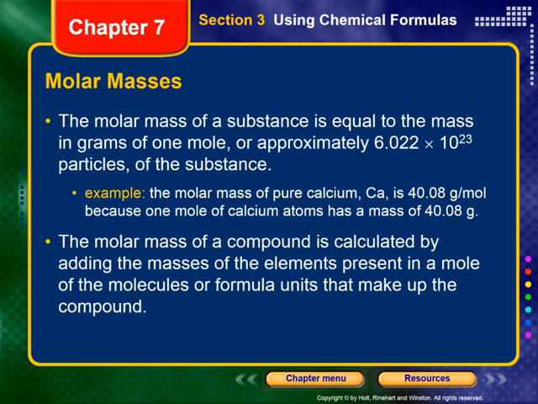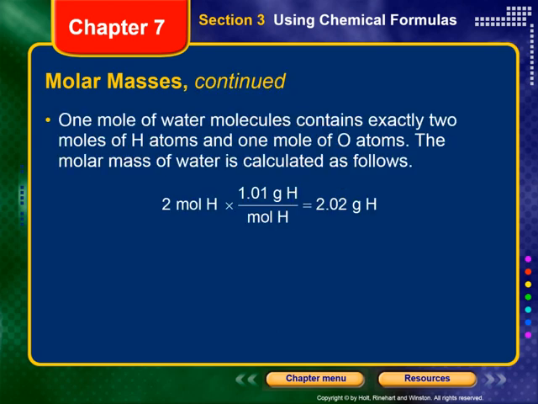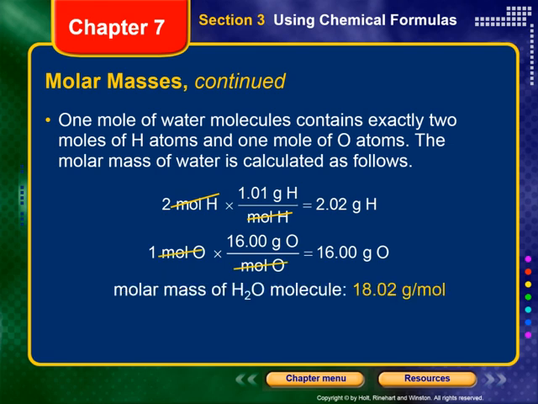The molar mass of a compound is calculated by adding the masses of the elements present in a mole of that molecule or formula unit that makes up that compound. 1 mole of water molecules contains exactly 2 moles of hydrogen atoms and 1 mole of oxygen atoms. The molar mass of water is calculated as follows, and I hope you notice something very familiar.